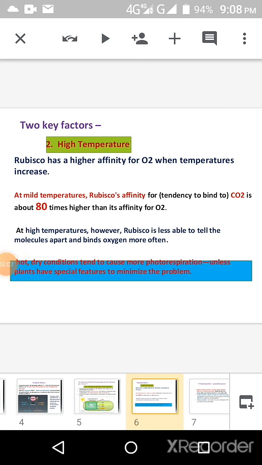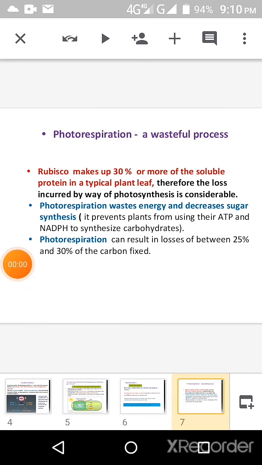Of the two key factors, the second is high temperature. Rubisco has a higher affinity for oxygen when temperatures increase. At mild temperatures, Rubisco's affinity to bind carbon dioxide is about 80 times higher than its affinity for oxygen. However, at higher temperatures, Rubisco is less able to tell the molecules apart and binds oxygen more often. Hot, dry conditions tend to cause more photorespiration unless plants have special features to minimize this problem.